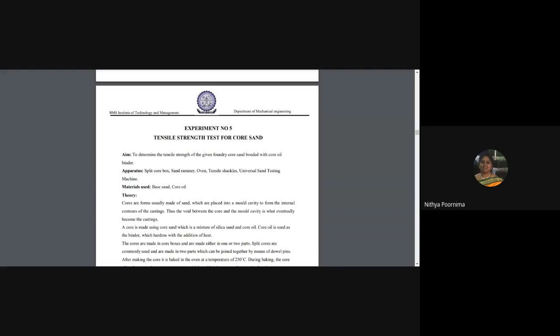So basically, here also the experiment baseline will remain the same, except we will be using an oven to bake the sample. In this you need to determine the tensile strength of the foundry core sample, which is bonded with a core oil binder. The apparatus is split core box, sand rammer, oven, tensile shackles, universal testing machine. Material used: base sand and core oil.